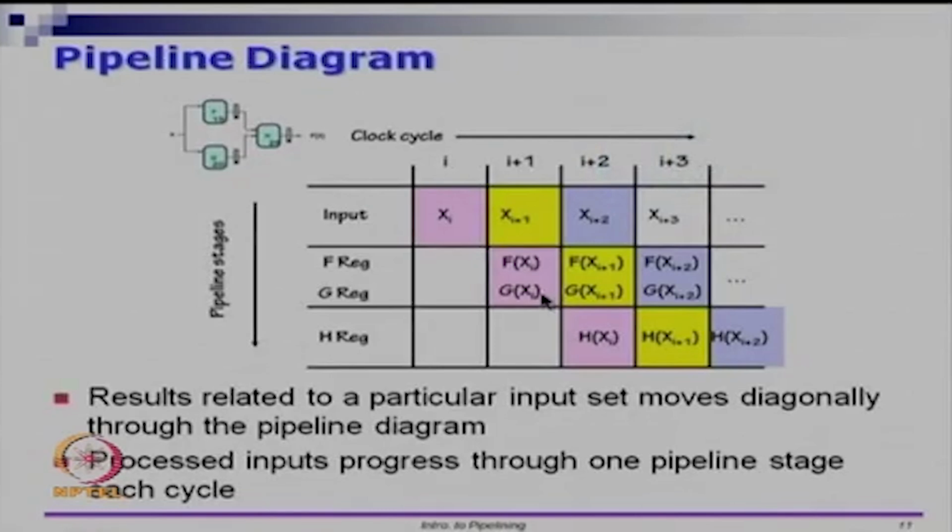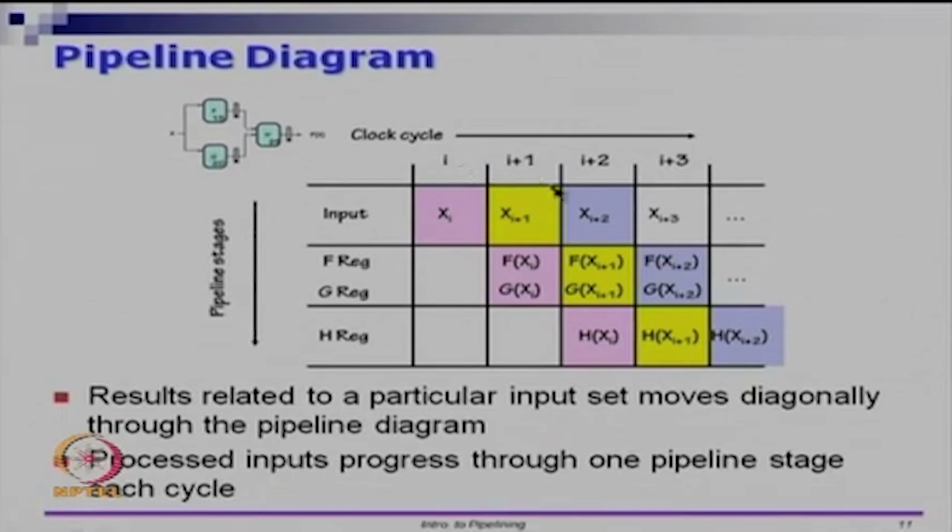So when you do this, we can construct what is called a pipeline diagram. What you have in the x axis is time units or the inputs. So, this is input I plus 1, input I plus 2 and input I plus 3 and so on, right. So, the x is the input, so that is what you see here. So, xi is input given at time period I.